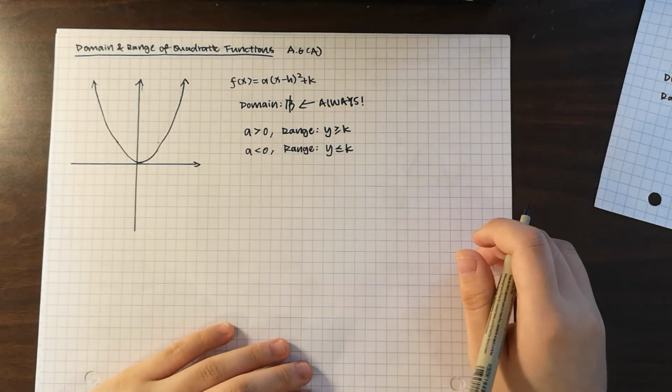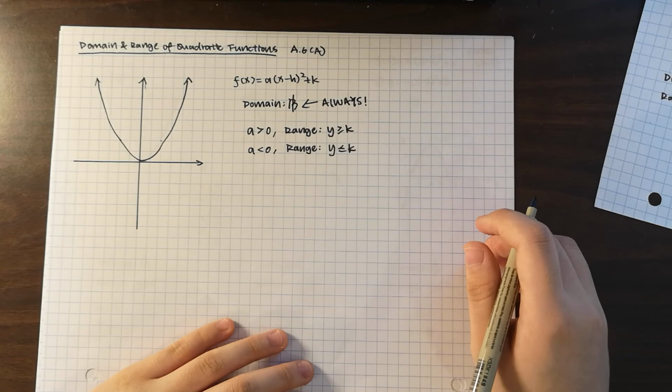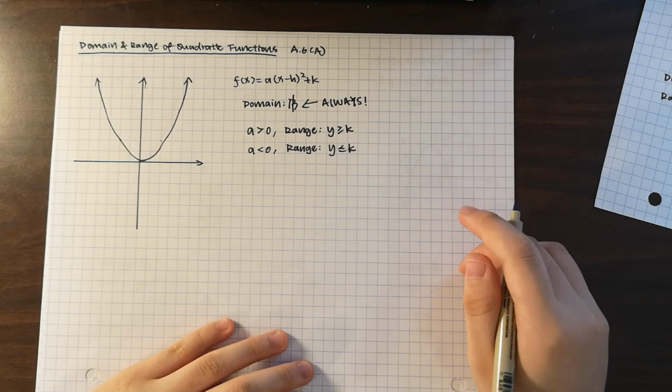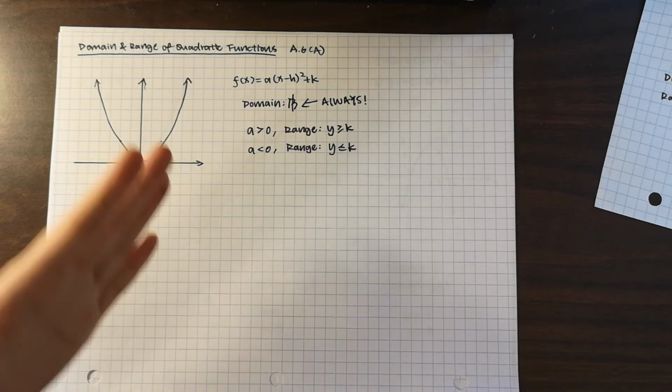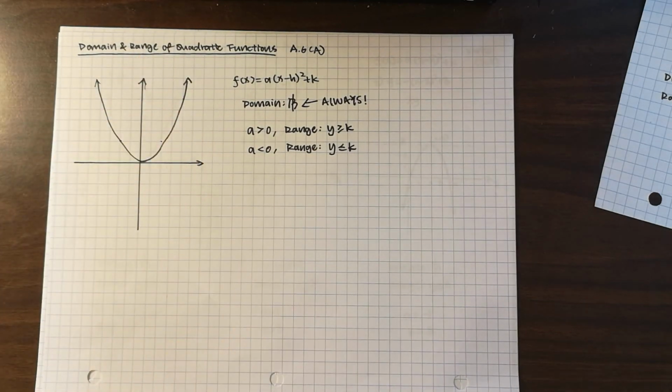So when you're trying to find the domain and range of a quadratic function, it's actually pretty simple. Domain is always all real numbers, and for range, when a is greater than 0, the range is y is greater than or equal to k. And when a is less than 0, the range is y is less than or equal to k. And that is it. Thank you.